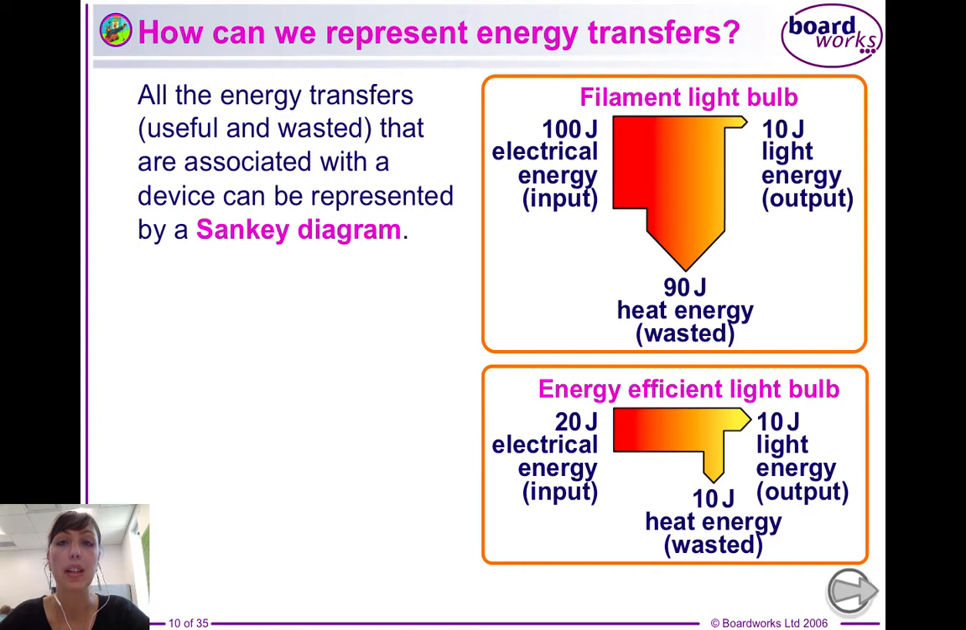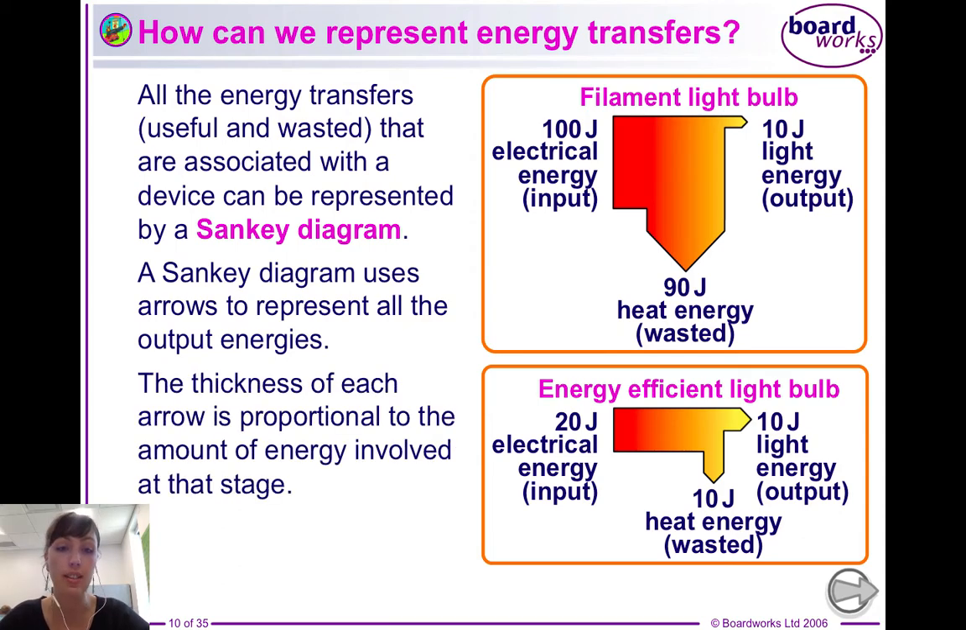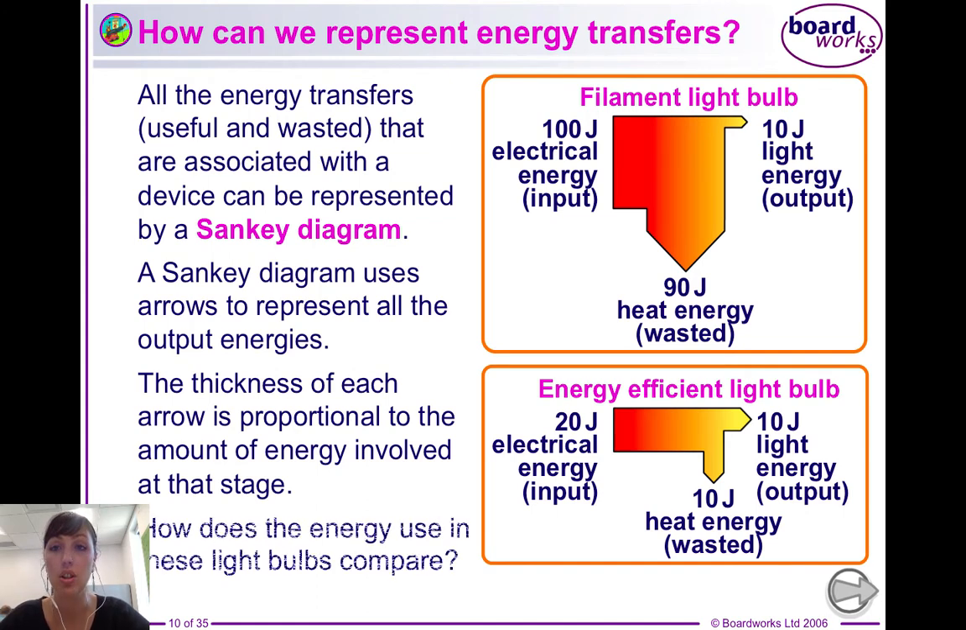So how can we represent energy transfers? All the energy transfers, useful and wasted, that are associated with the device can be represented by a Sankey diagram. Okay. A Sankey diagram uses arrows to represent all the output energies, and the thickness of each arrow is proportional to the amount of energy involved at that stage.